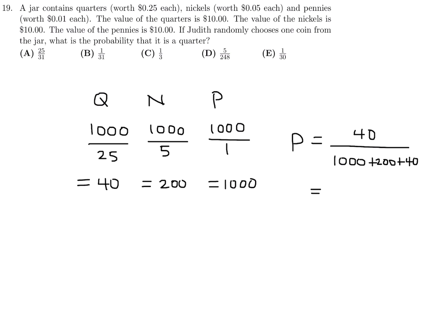So we just have to reduce this to lowest terms now. So this is 40 over 1240. That looks like 4 over 124. Divide top and bottom by 4, and you get 1 over 31. So number 19, the answer is B.